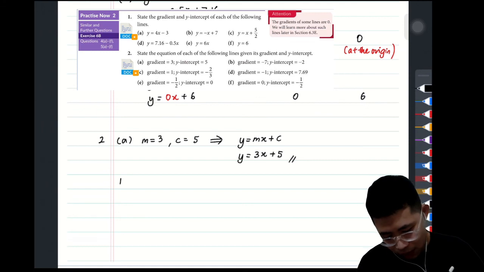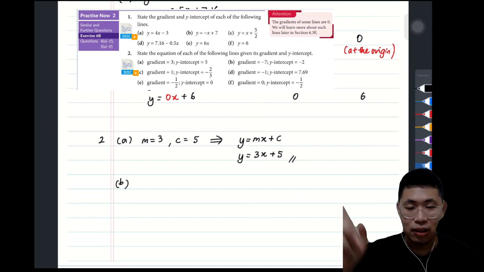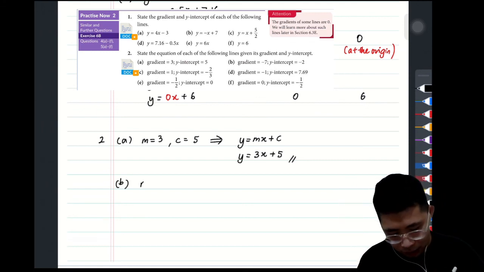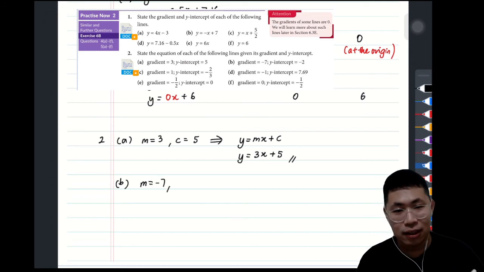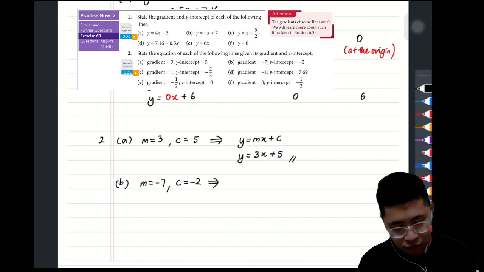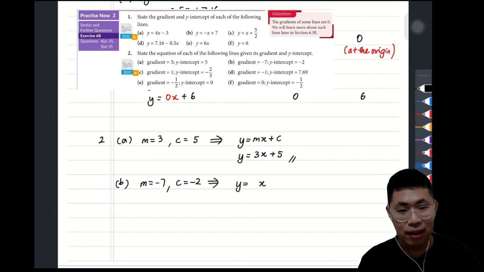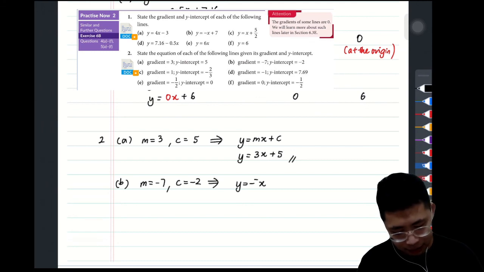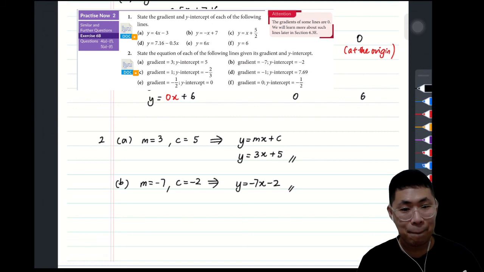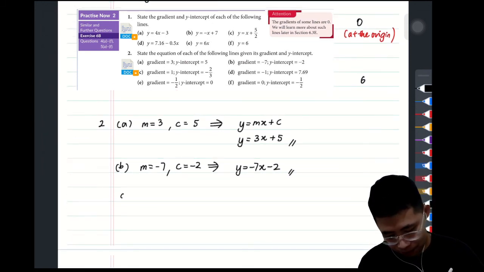Okay, so b, without needing the help of the general formula, our gradient is negative 7. The y-intercept c is negative 2. So if I were to write it as an equation, y equals something x plus something. What is the gradient? Negative 7. What is the c? Minus 2. Like that. Can?